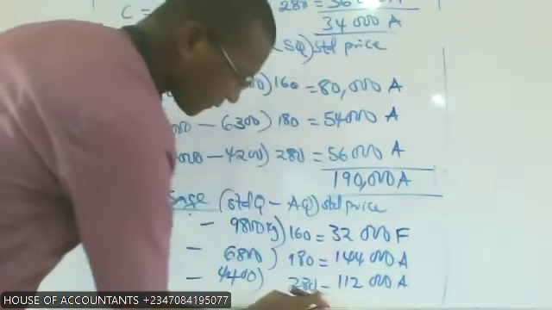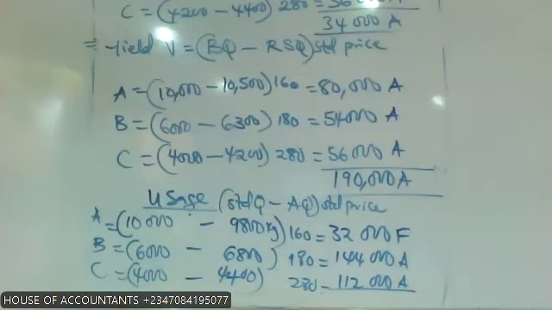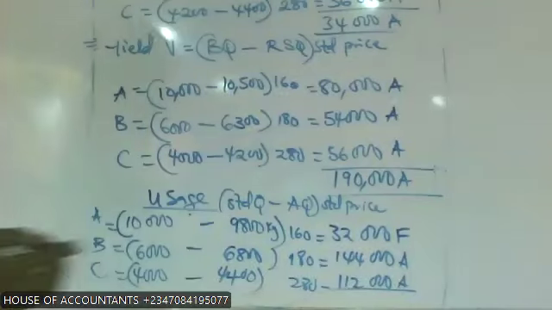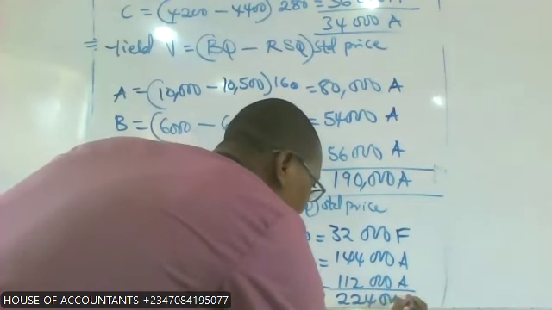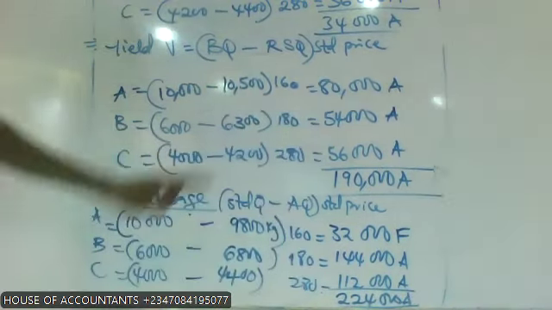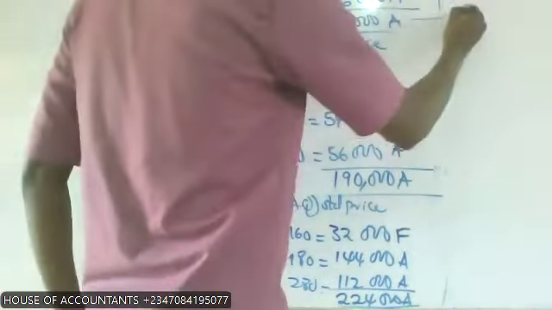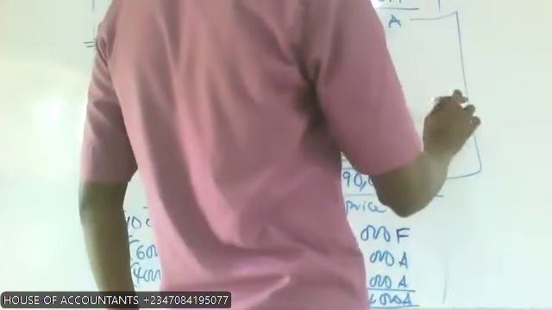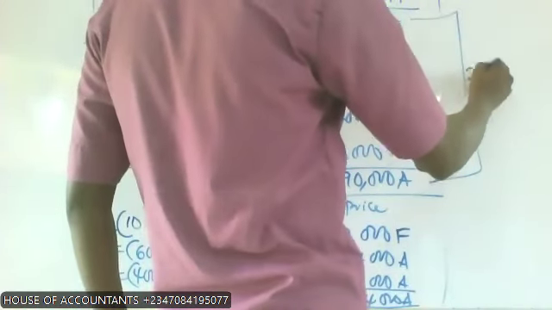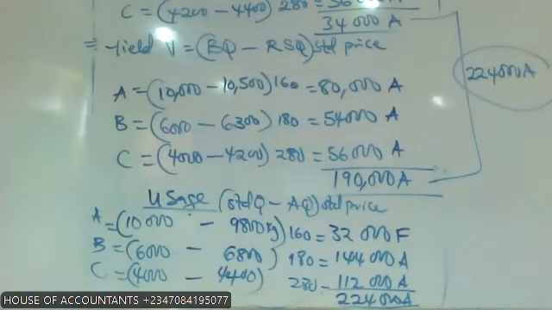So what will be the total? The total together is 224,000 adverse. 134 plus 190, what do you get? 34, not 134. It's the same thing. Yes, 224,000. That's how you're going to know if what you have done is correct.